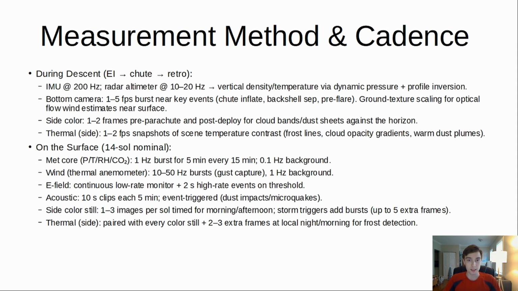The other thing about this, we'll have it during the key events: the parachute inflating, the back shell separation, so the aeroshell, and the pre-flare, which is the retrograde burn. We'll be able to determine rough flow wind estimates near the surface. I don't think it's going to be possible for most cases, but with light regolith, it might be possible.